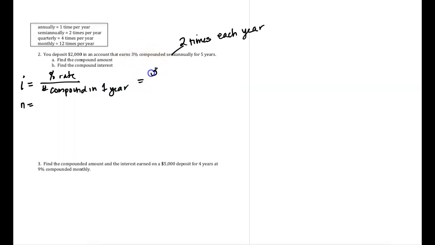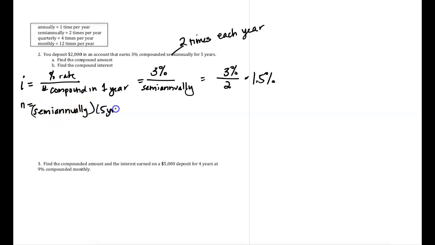So in this case, we have a 3% rate, and we're going to compound semi-annually. Again, I'm going to write semi-annually so you know where I'm getting the 2. And 3% divided by 2 is 1.5%. That's going to tell us what column to look at. Our N says that we're going to calculate interest semi-annually times 5 years, or 2 times a year for 5 years, or 10 times total. And that's what row we're going to look at.